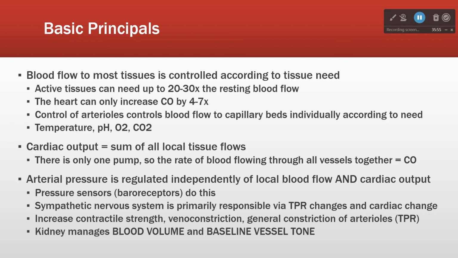So the cardiac output, in other words, the amount of blood that leaves the heart, is the only source of pressure in this whole system. So there's only one pump. So all of the blood flowing through all of the vessels at any given time has to equal the cardiac output. So the cardiac output is not determining where blood is flowing. The arterioles are determining that based on temperature, pH, oxygen, and CO2. Okay, so this is what I like to call autoregulation.